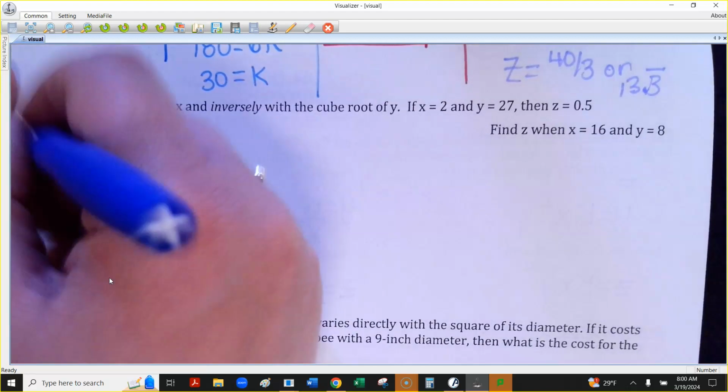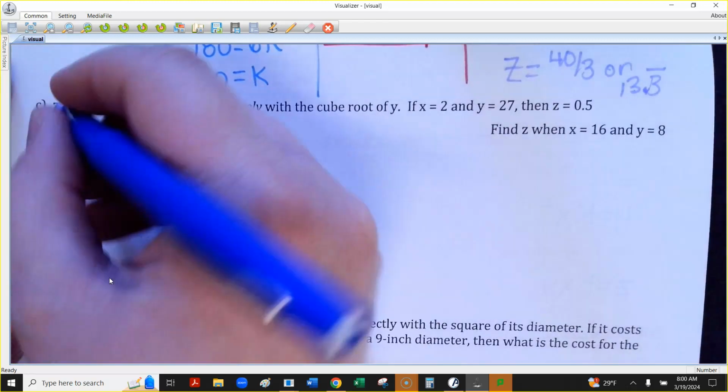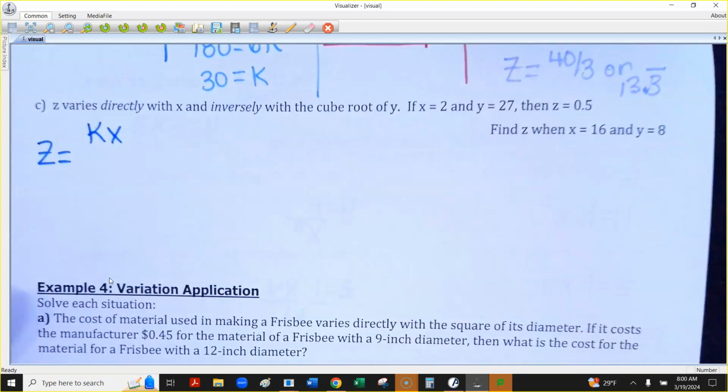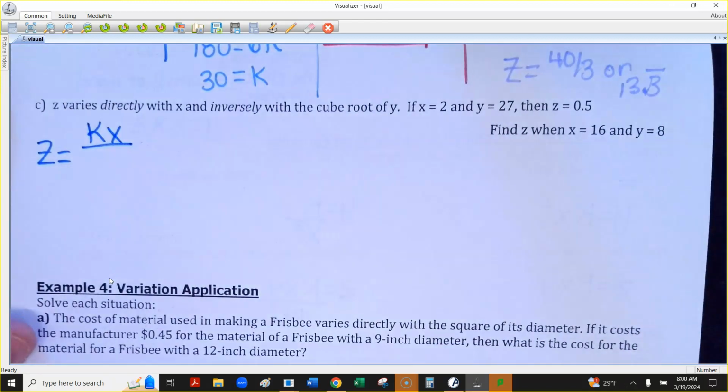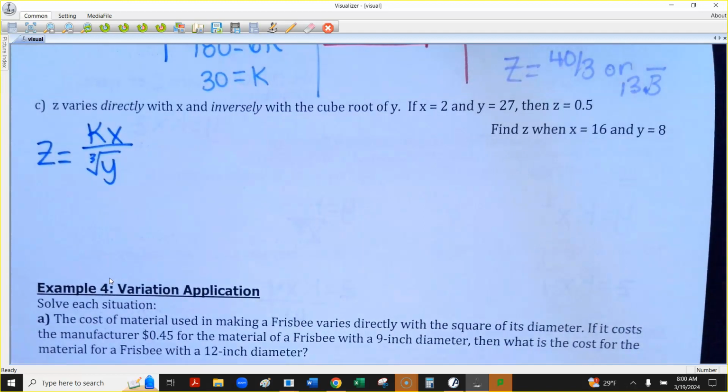Z equals, right? Directly with x, inversely with the cube root of y. So I'm just going to do kx, that's for the direct, and then inverse, I automatically know I'm going to have a fraction, cube root of y. I'm going to write the cube root of y.